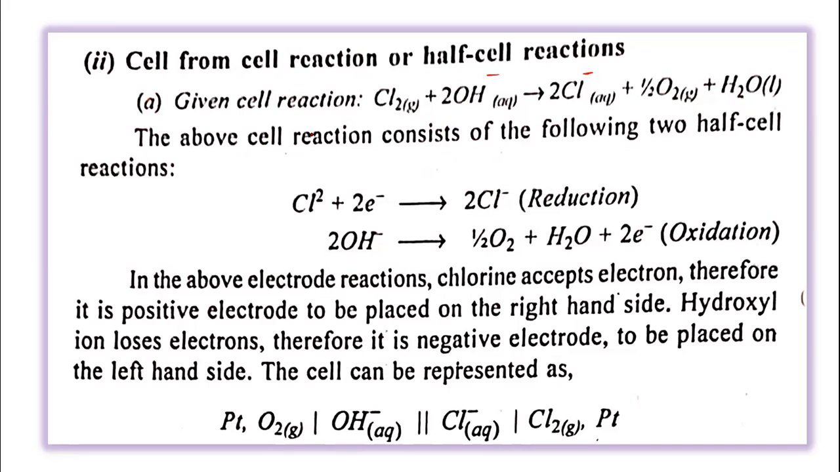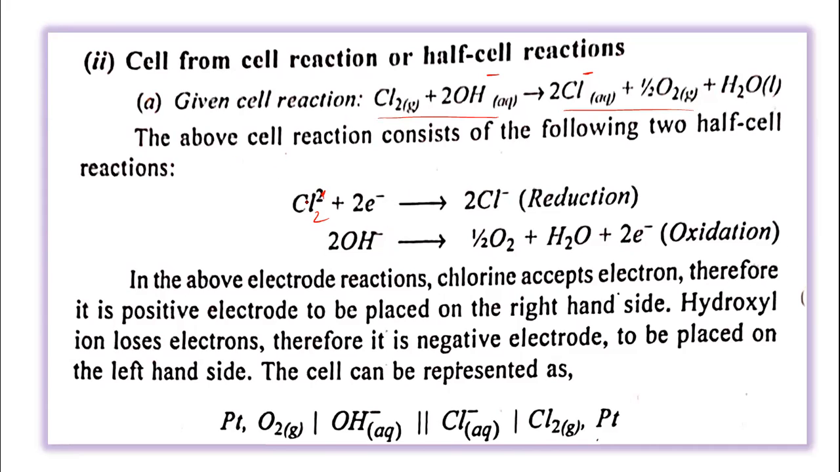So first of all, let us split this given cell reaction into two separate reactions. The first one is chlorine gas, Cl2. Chlorine gas combines with two electrons and there is a formation of the two chloride ions, reduction. Oxidation of hydroxyl ions takes place here. It will give us half molecule of the oxygen gas, water molecule and two electrons, that is oxidation.